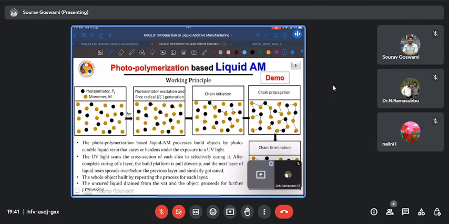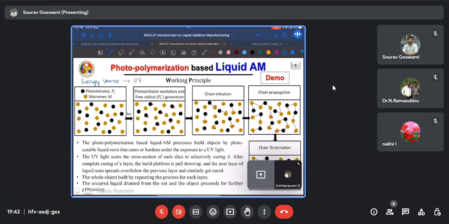So let us discuss the working principle of photopolymerization-based liquid AM. Just like any other AM process, we would have an energy source, which in this case is usually a source of UV light. It may be a laser, that is, it may have one point, or it may also be a UV floodlight, that is, projected over a large area instead of just a single point at a time.